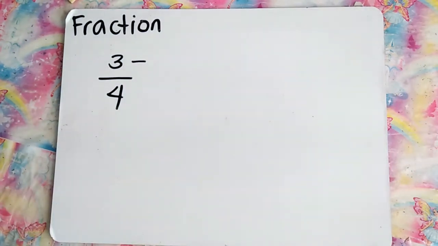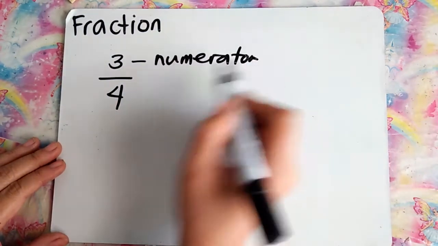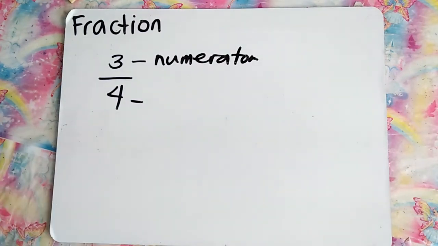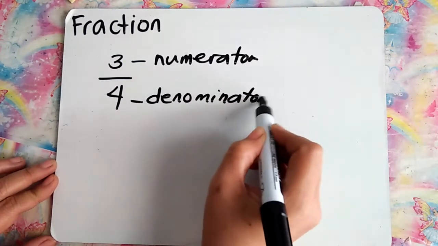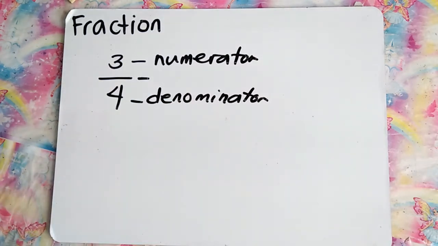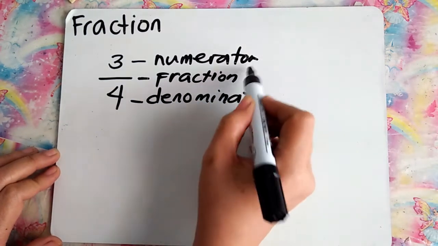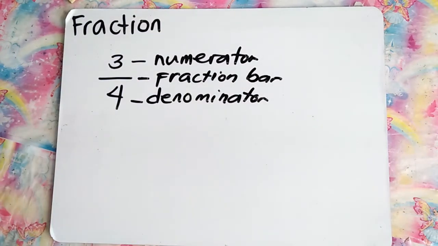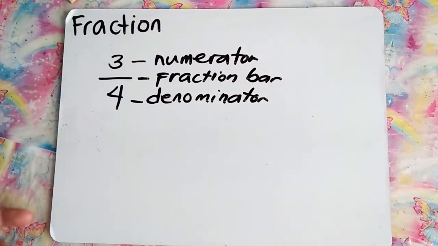3, the number above the line, is called your numerator. And 4, the number below the line, is called the denominator. The line that separates your numerator and denominator is what we call a fraction bar. So in 3 over 4, we have 3 as your numerator, 4 as your denominator, and the line that separates 3 and 4 is what we call a fraction bar.